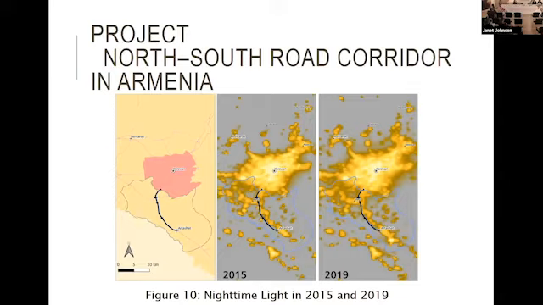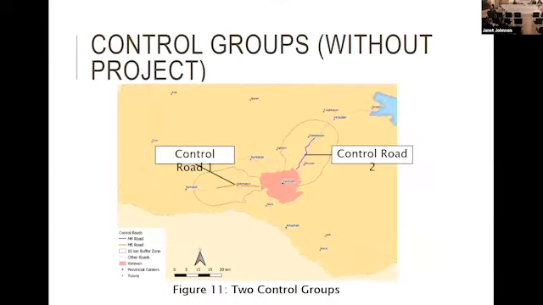The project was completed in 2015, nearby the capital of the country. A lot of academic research uses nighttime light as a proxy of economic growth. The study assessed the changes in nighttime light after project completion. You can see the picture of nighttime light in 2015 and 2019, and the computer counts how much the light increased between those 2 years.